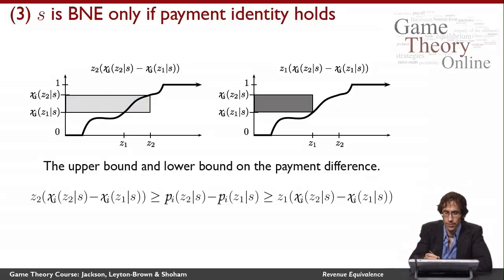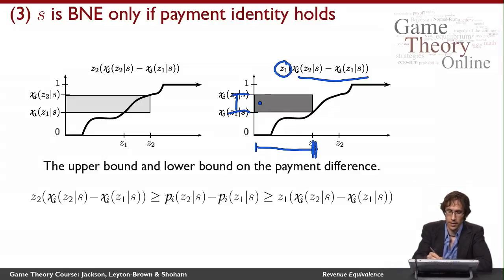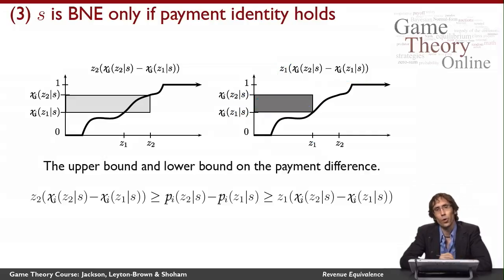The lower bound is Z1 multiplied by that same difference. So I have that same difference that I had before, now multiplied by Z1. So that gives me this shaded region. And the important thing to notice about these two shaded regions is that they intersect the curve at different points. So this one touches the curve right there, and this one touches the curve right there.